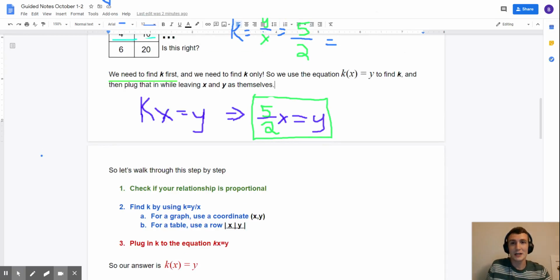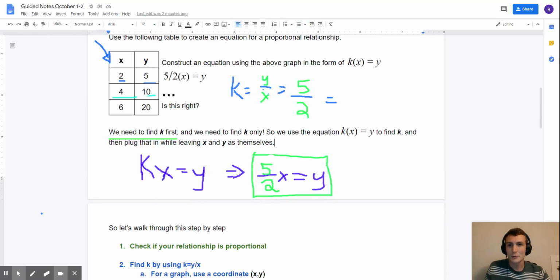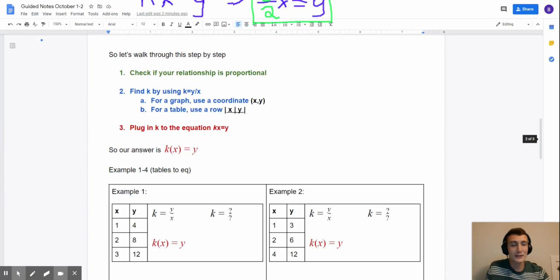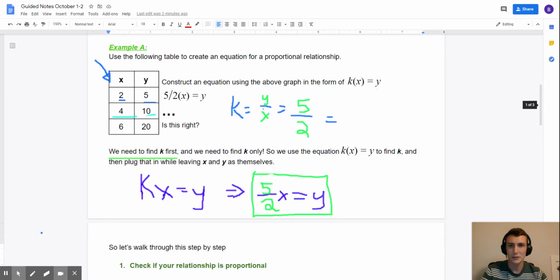And then we use that. Now for a table, it's easy right here, y and x. And for a graph, it's just as easy. We just use a coordinate on the graph, right? So for a graph, we use a coordinate. For a table, we use a row. Now finally, you plug in k to the equation, kx equals y, and that gives us our answer. So our answer for this last one, well, we checked if it was proportional by seeing that 5 over 2, 10 over 4, and 20 over 6.